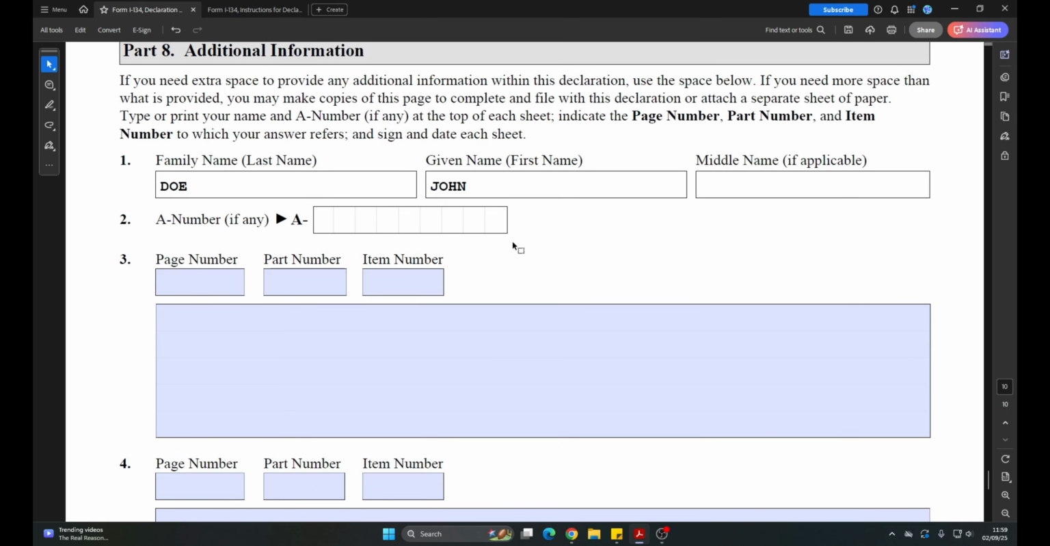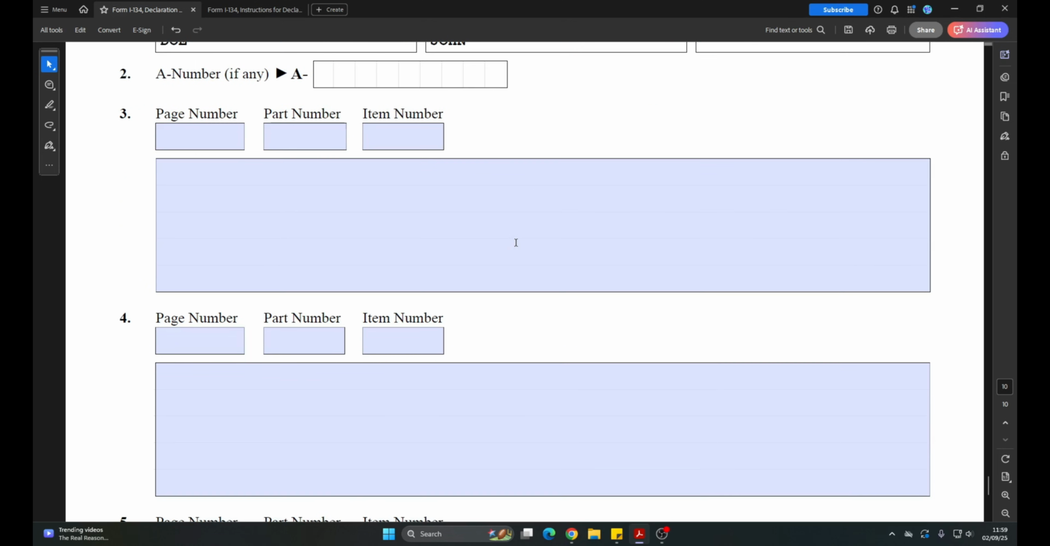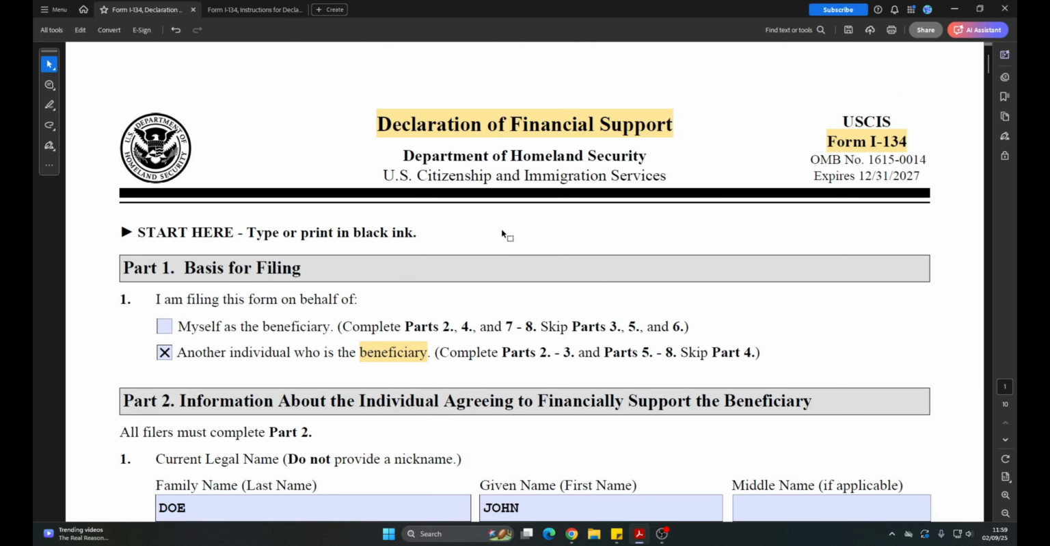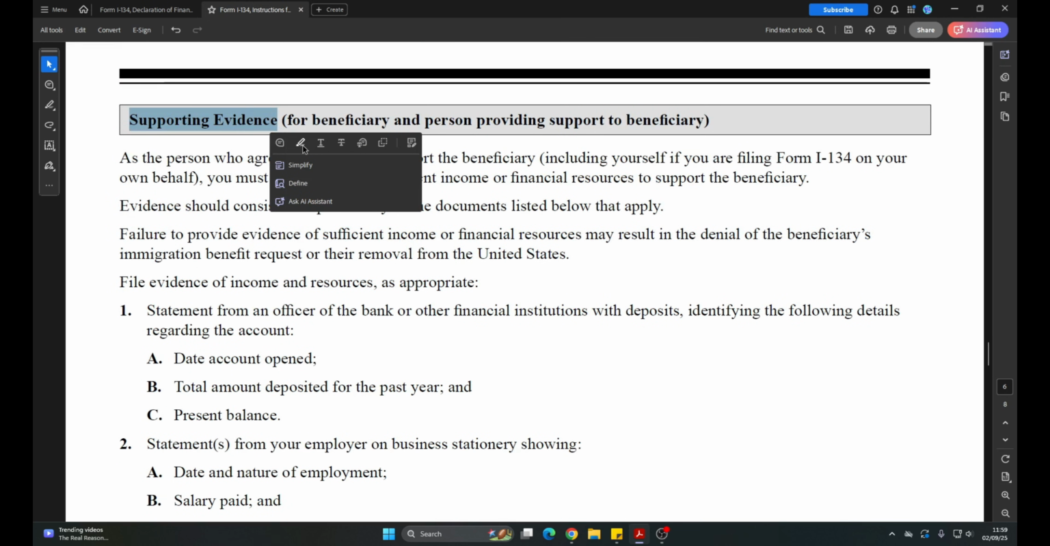And finally, we're at our last page. That is the additional information page, where you can clarify any other things that you weren't able to clarify in the form itself. Let's talk about the evidence that is necessary for this form. And it is also outlined on page 6 of the instructions.